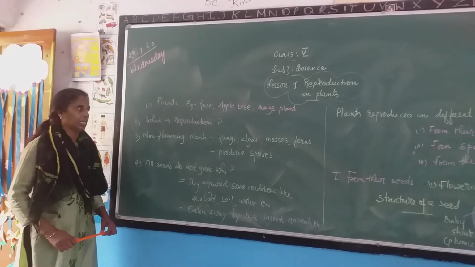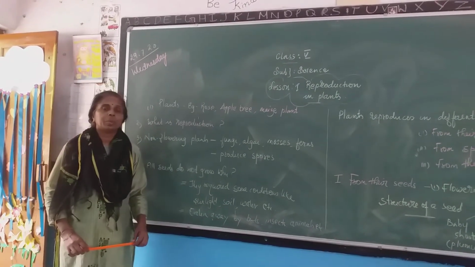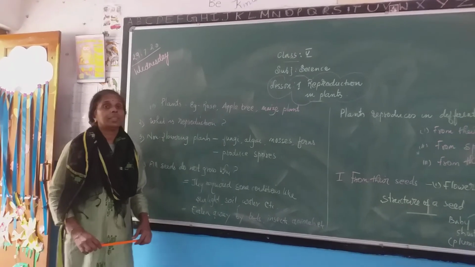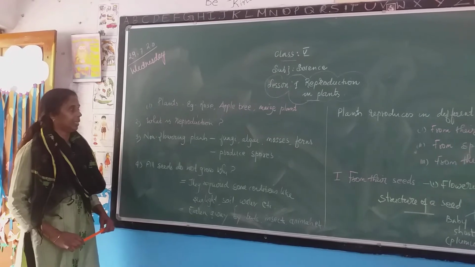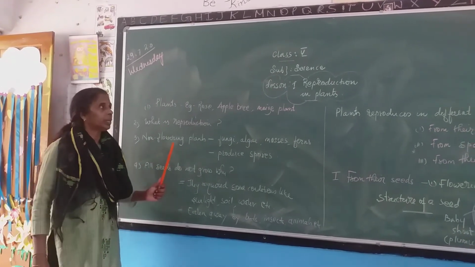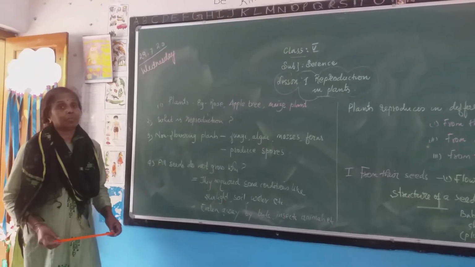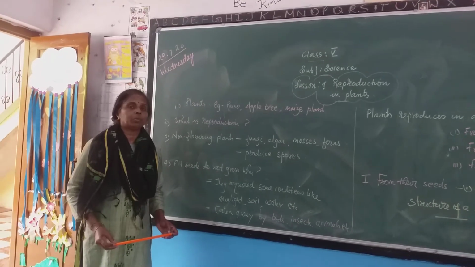That also we know. Then what is reproduction? Reproduction is the process of producing young ones, and those young ones should look like their parents. Then we are talking about reproduction in plants. Different types of plants are there, no? Can you tell me what the different types of plants are?